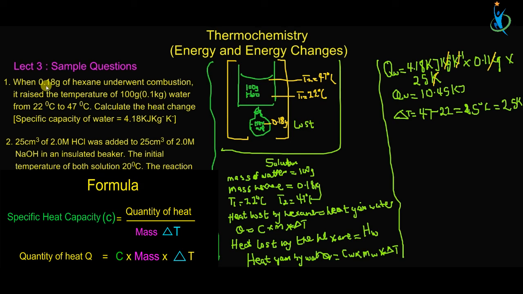So actually, this is the question. This question is very simple. What it means is that you have to first understand the question. It says that when this mass of hexane underwent combustion, that is burning in oxygen, it raised a certain mass of water, 100 grams, from 22 to 47. Calculate the heat change, and they gave the specific capacity of the water. When you say combustion, what do you understand by combustion? Burning a fuel, or burning something in air. So the heat coming out from the fuel is used to heat up this mass of water, raising it from 22 to 47.